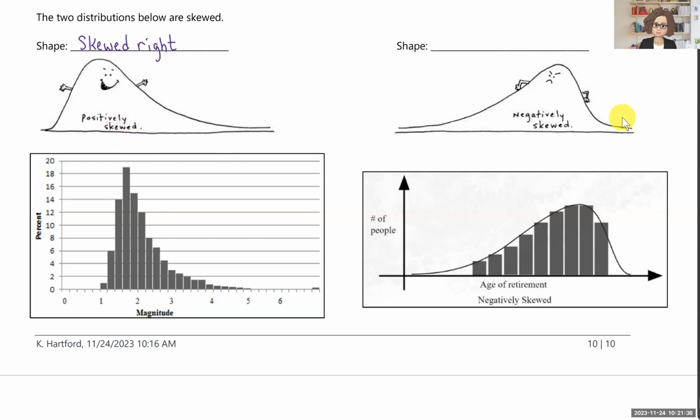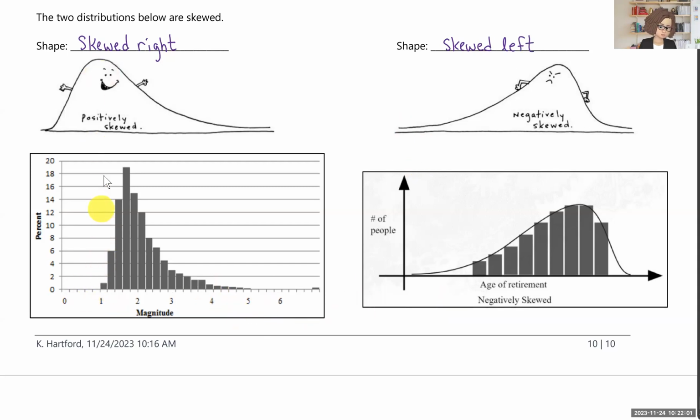And then sort of the opposite of that, more of the data here at the high end of the range, but then it tapers off as we go to the left. So that's our skewed left, and that is also referred to as negatively skewed, so skewed in the negative direction. And then I just gave a couple examples of each of these.